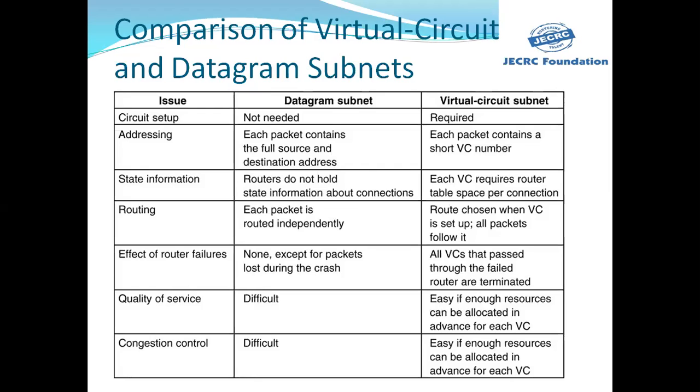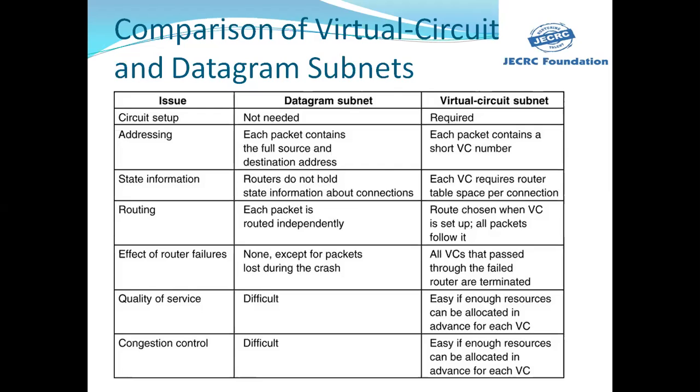State information: in datagram service, routers do not hold state information about the connection. Each virtual circuit requires router table space per connection. In datagram service routing is a main issue because all packets are routed independently, and in virtual circuit subnet, once the route is chosen and the virtual circuit is set up, all packets follow it.